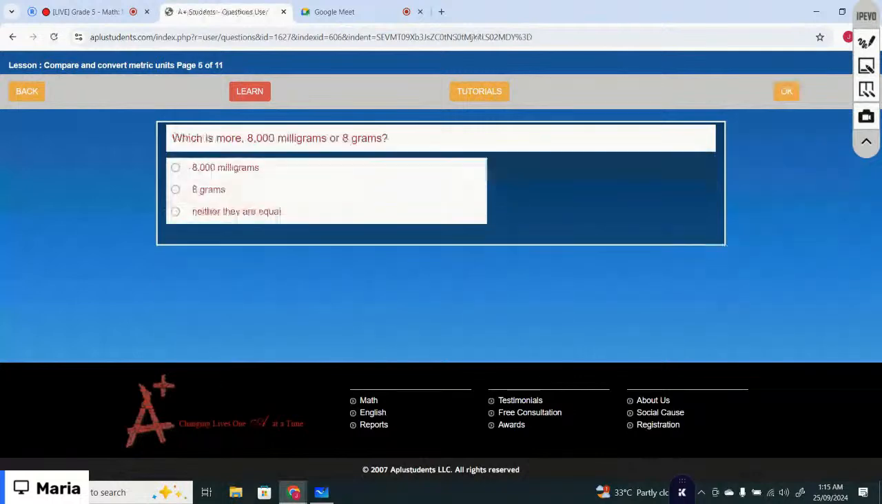Which is more, 8000 milligrams or 8 grams? Which is the correct option? They both are exactly equal, right? 8 grams equal 8000 milligrams. So neither, they are equal. The correct option is they are equal.